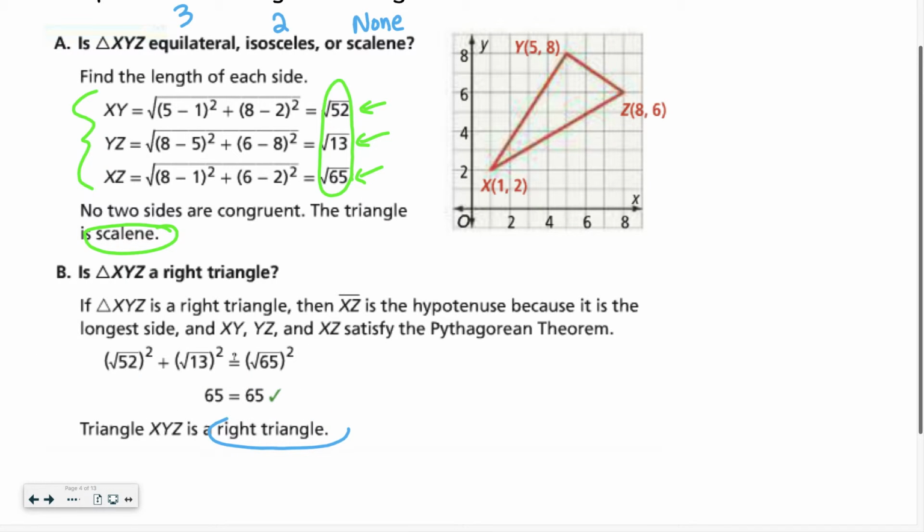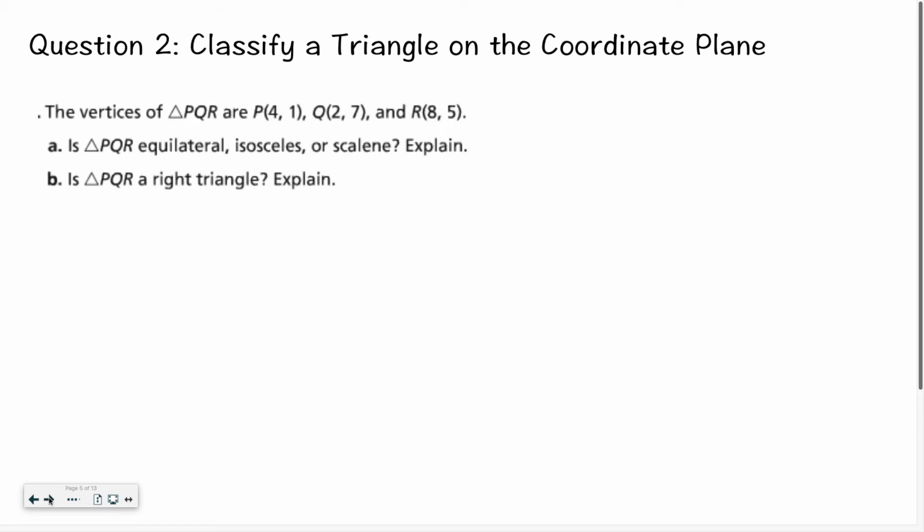And make sure that when you set up a Pythagorean theorem to try to figure out if it is a right triangle, the side that's the biggest always needs to be on its own. Why don't you go ahead and solve this next one? Good luck.